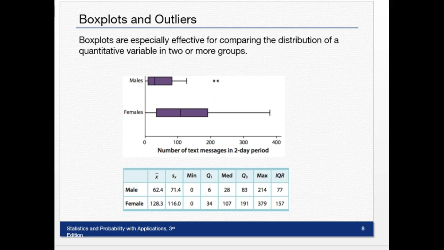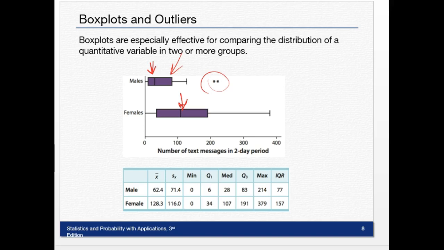They're especially effective for comparing the distribution of a quantitative variable in 2 or more groups. So this is the number of text messages in a 2-day period between males and females. Notice you have a table here with the 5-number summary for each of the males and the females, and then the created box plots. You can quickly see that the females tend to give more text messages than males. Look at the median line in the middle there. The median is higher for females and it's right here for males. There are a few outliers of men, but for the most part, most men fall down here. Women have a wide range, but in general, they are higher than men.